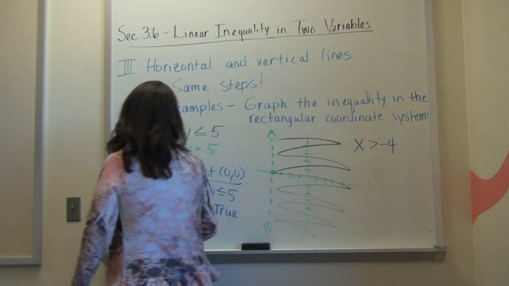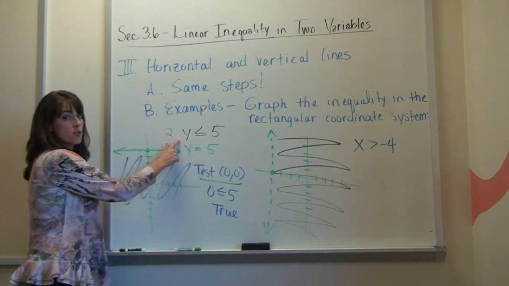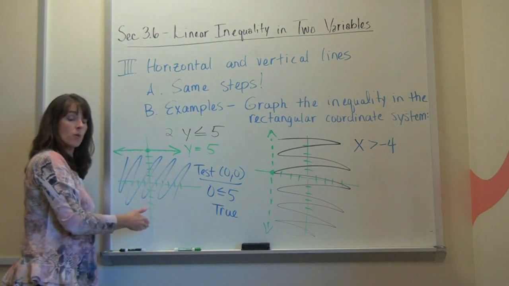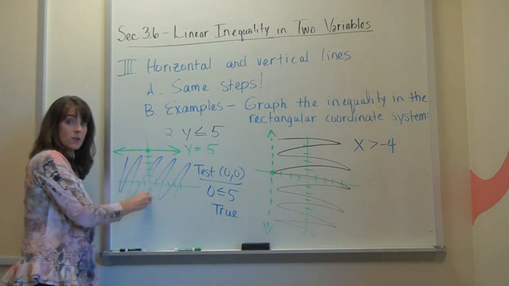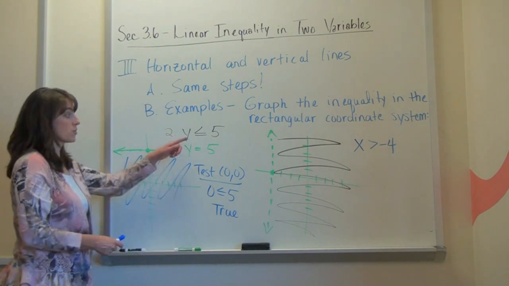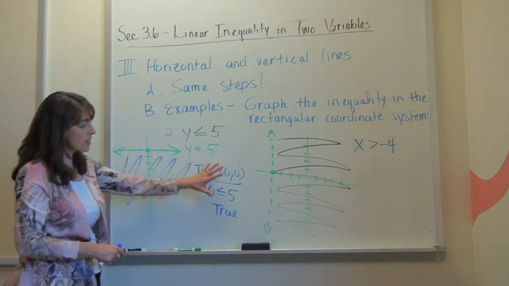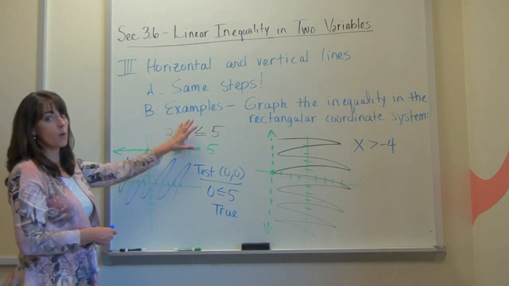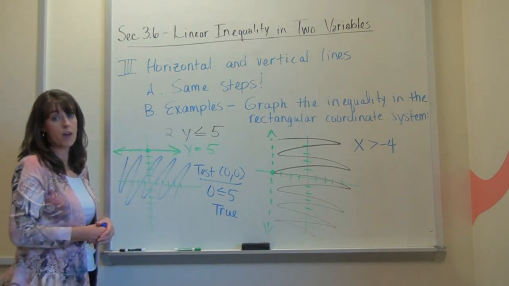Same idea over here. This says I just want all the y's that are smaller than 5. Well, here's where the y is 5, and on this y-axis, all the y's that are smaller than 5 are down here. So all of these points have y coordinates that are smaller than 5. So you don't necessarily have to do the testing of the point. You can just take a look at the inequality and understand what it means and go with that.